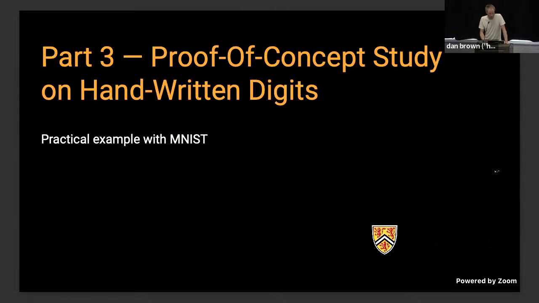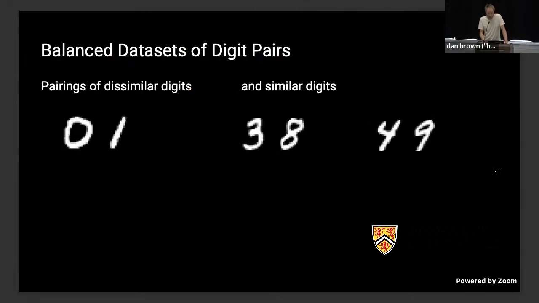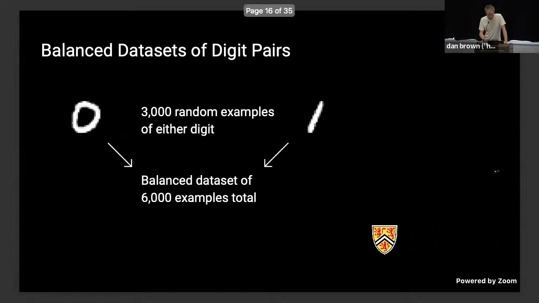So part 3 is a very small study of how you could do this in practice with MNIST, a very common machine learning data set. Just a real simple proof of concept study. We selected a subset of the MNIST data set, just digit pairs. What we wanted to do is pair digits that are dissimilar, like 0 and 1, and others that are very similar and might be a little bit more difficult to model together, 3 and 8 and 4 and 9. For all of these pairs, we select 3,000 random examples from either digit. So this composes a balanced data set of 6,000 examples in total.